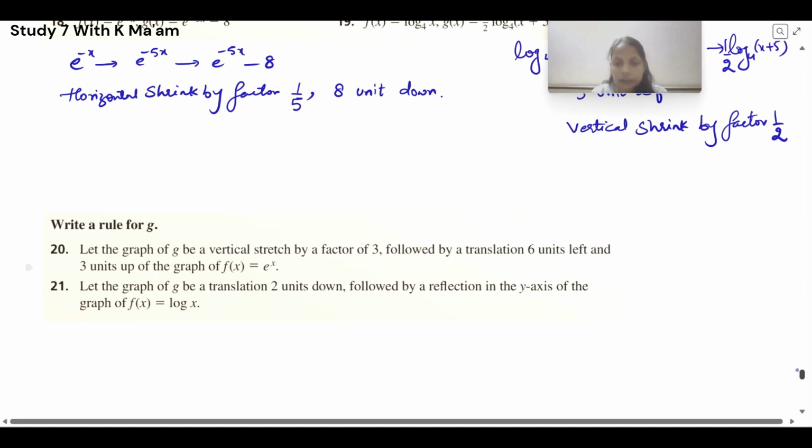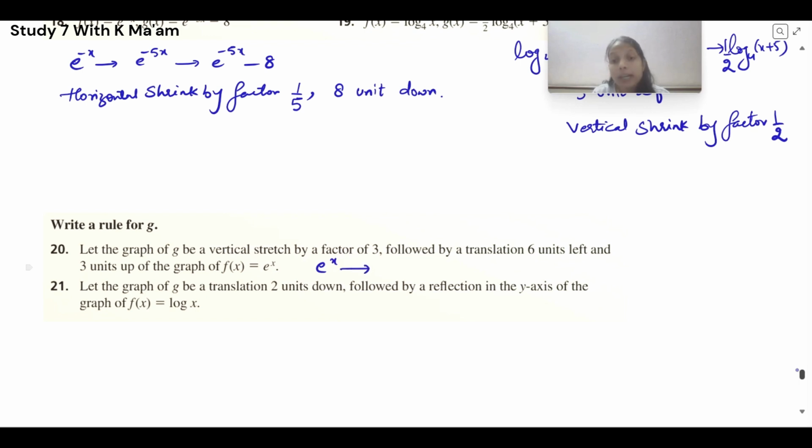It's a vertical stretch by factor 3 followed by the translation 6 units left and 3 units up. What is the original function? e power x. So e power x is vertically stretched by factor 3, so that means multiply 3 outside. Translated 6 units left. Left means that x is changed to x plus 6. Then it's 3 units up, so outside 3 is added. This is your g function.